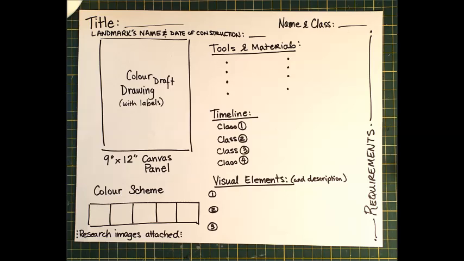The proposal format looks very similar to what you've done in the past. You'll need to have your title at the top that will be corresponding to your artwork. It may be the same title that you use for your music composition. You need to identify the landmark's name and the date of its construction, your full name and class, and, of course, the tools and materials, please be specific, and the color draft drawing in a box that corresponds to the size of your panel. You'll be allotted a 9 by 12 inch panel.